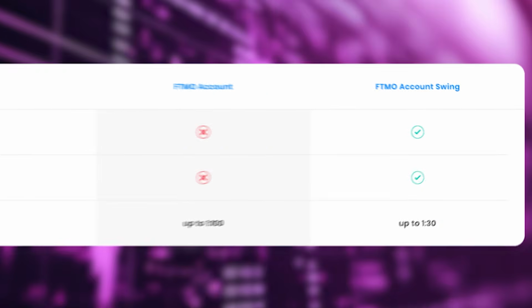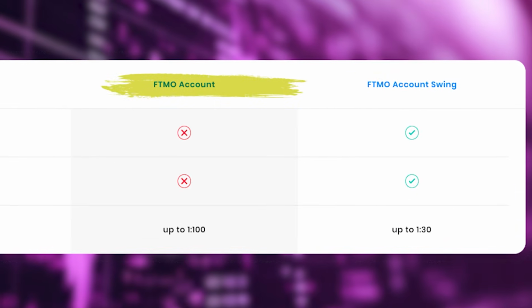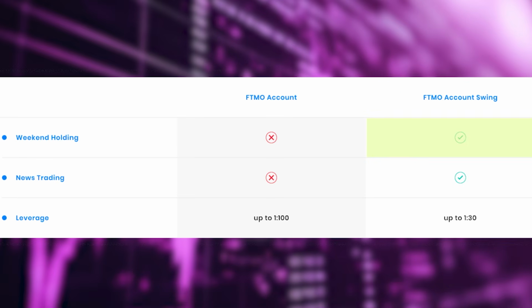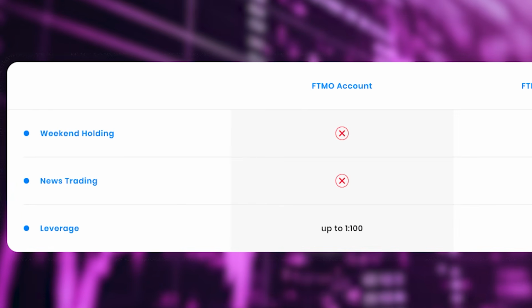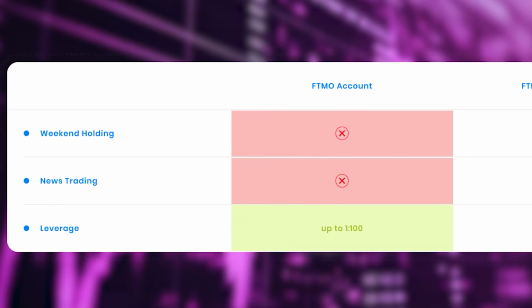So FTMO also gives you two types of accounts. The first one is a swing account, the next one is a non-swing account. The swing account lets you hold trades overnight, over the weekend, and even trade the news. Essentially no restrictions. The trade-off, however, is you get lower leverage. Now for the non-swing account, on the other hand, this gives you higher leverage, but you can't hold trades over the weekend or during high impact news when you're funded. Now in terms of account sizes, you can choose from 10, 25, 50, 100, or even 200K, depending on how much capital you want to trade with.